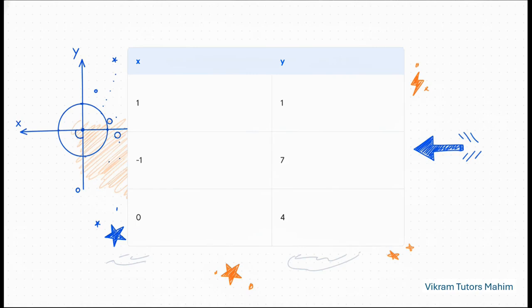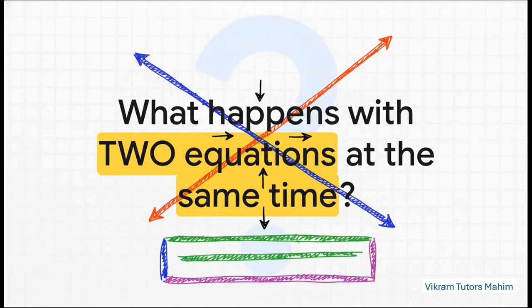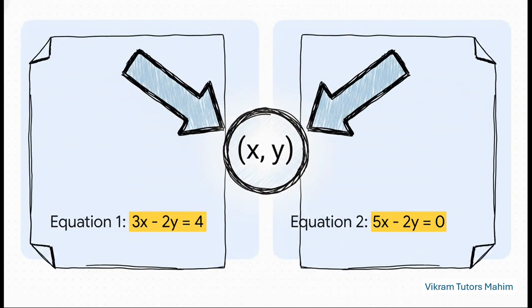First, you just pick some values for x, then solve for y to get your coordinates. Then just plot those points on the graph and boom, connect the dots. Okay, so that's one line. But the real magic happens when you add a second equation. Now the challenge is finding the one single point that solves both of these equations.